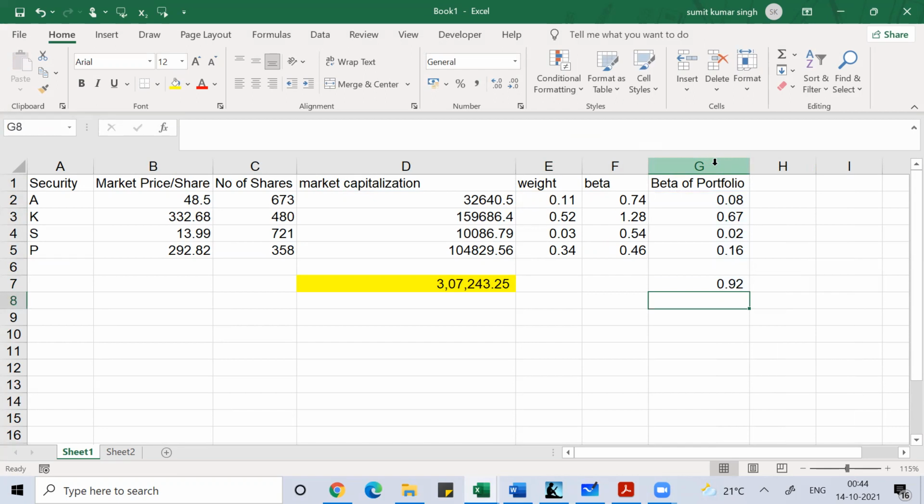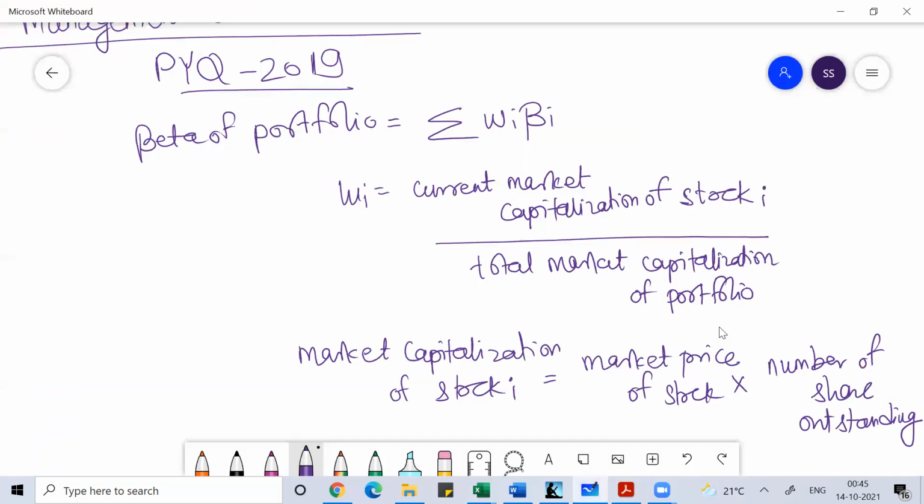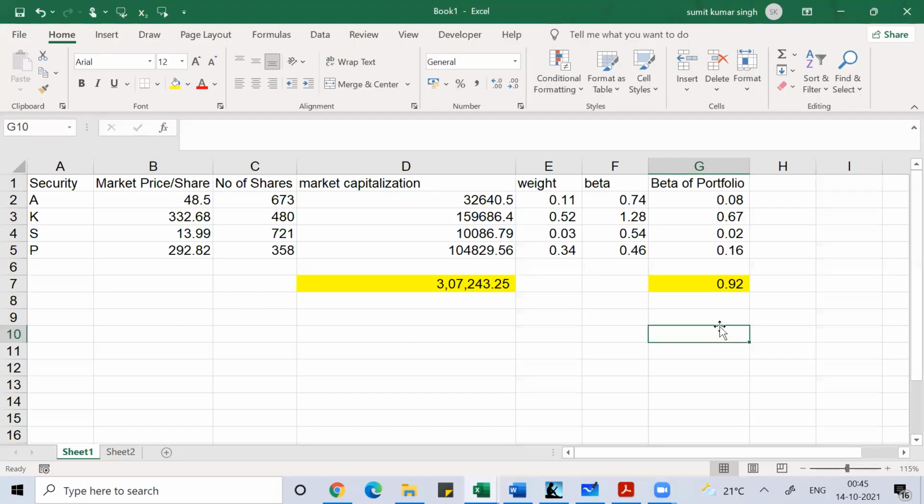So you can see the beta of the portfolio is 0.92. So you understood this, right? Beta of the portfolio is 0.92. So 0.92 means what? It means that if market changes by 100%, your stock will change by 92%. If market changes by 10%, your stock will change by 9.2%. Because positive beta basically means your stock and market both move in the same direction.